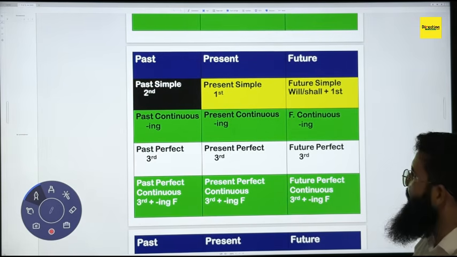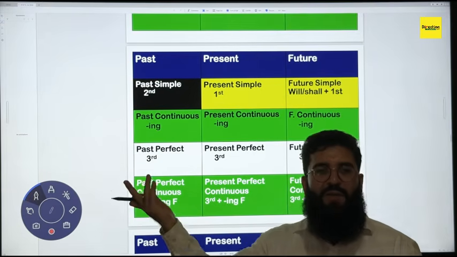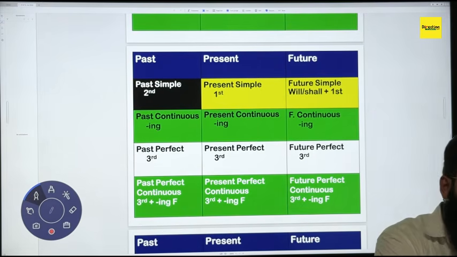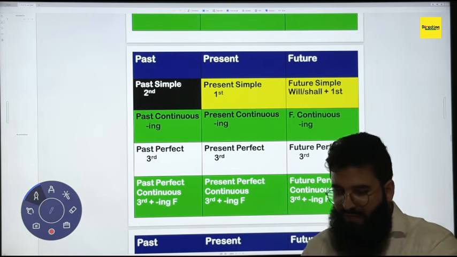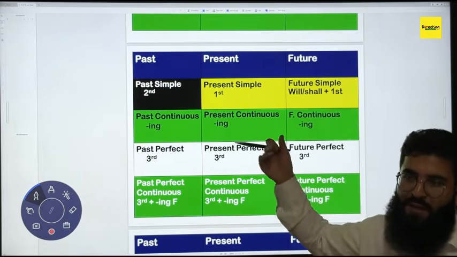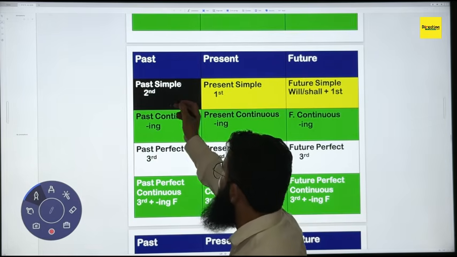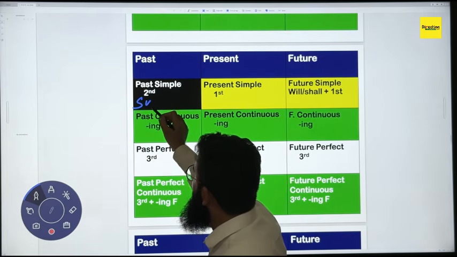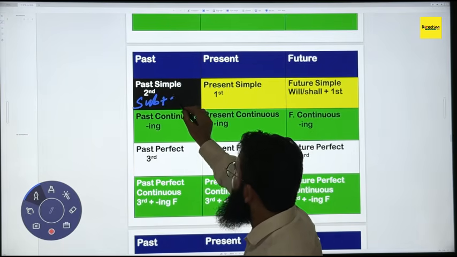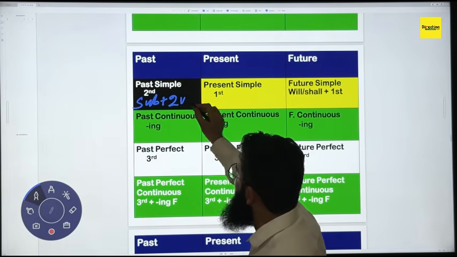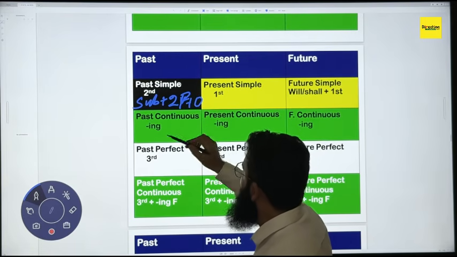Why? Because if you remember these verb forms, subject you already know, any noun in the world, object you know, any noun in the world, simple. So you need a subject, any verb form which is already written on the board, and any object. Now if I ask you what is the structure of past simple: subject plus which form of verb? Second form, you can write it also, second form plus object.